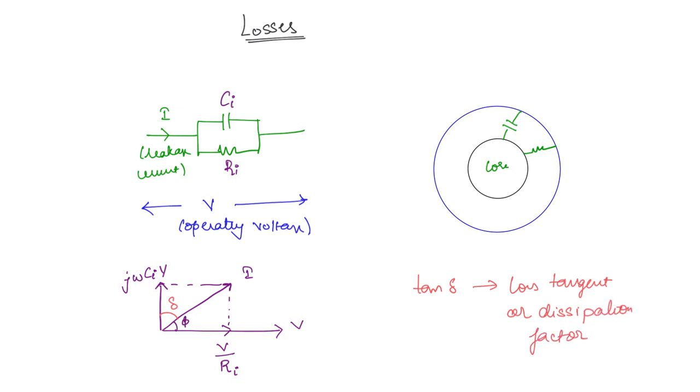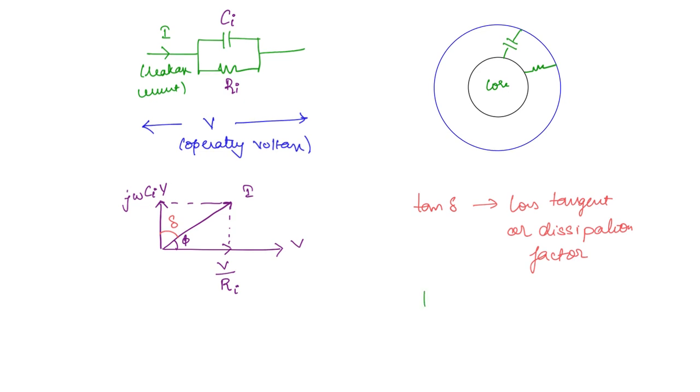What is the value of tan delta? This is going to be the length of this line divided by the length of this line. So tan delta is equal to V by Ri divided by omega Ci into V. So this is 1 by omega Ci Ri. This is the dissipation factor or the loss tangent. The losses are sometimes expressed in terms of the dissipation factor.